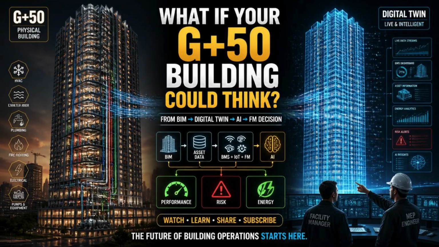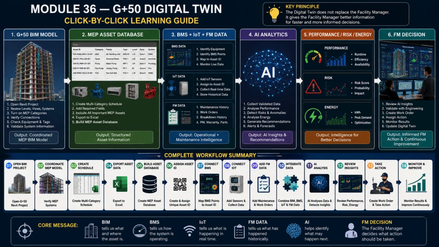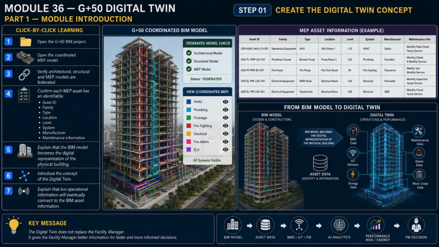G+50 Digital Twin. In this module, we will transform our BIM model from a design and coordination platform into an operational information environment. We will connect MEP asset data with BMS, IoT, and facility management information. Then use AI to analyze performance, risk, and energy. Finally, the facility manager uses these insights to make informed operational decisions.